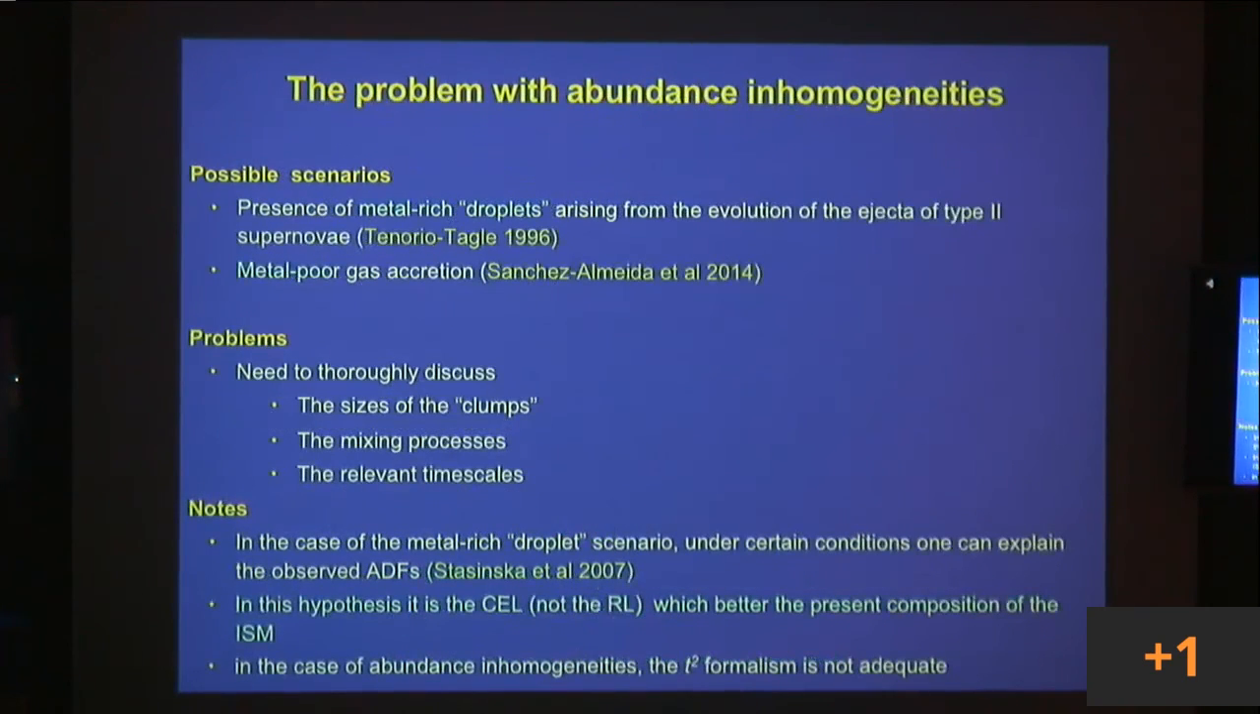And the problem with abundance inhomogeneities: okay, you can say there are abundance inhomogeneities, but you have to find a physical scenario, and you have to check the size of the clumps, the lifetimes, etc. So, just one thing. In the case of the metal-rich droplets, it is the collisionally excited lines which better give the average metallicity, whereas in the case of temperature fluctuations, it is the recombination lines which give you a better idea of the metallicity.